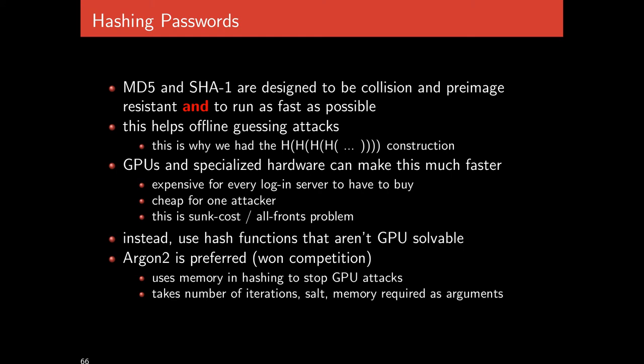The important thing is that these GPU attacks, these specialized hardware attacks that allow MD5, SHA-1, SHA-256, this family of hash functions to be computed extremely quickly, aren't possible to do with the Argon2 hash function. So it allows the attacker to really be slowed down in this brute force attack.